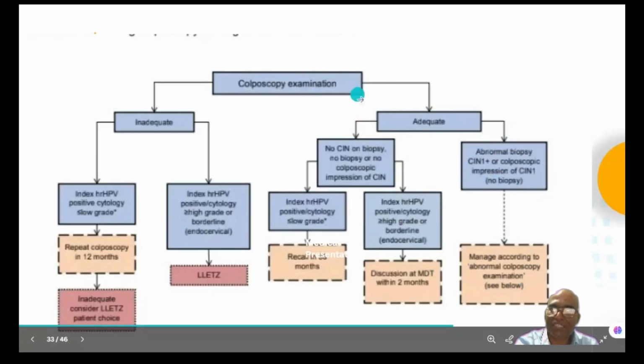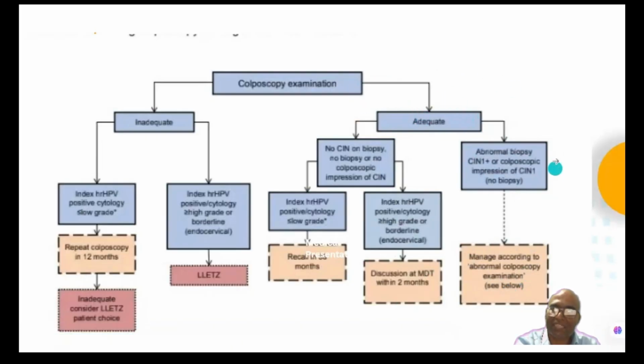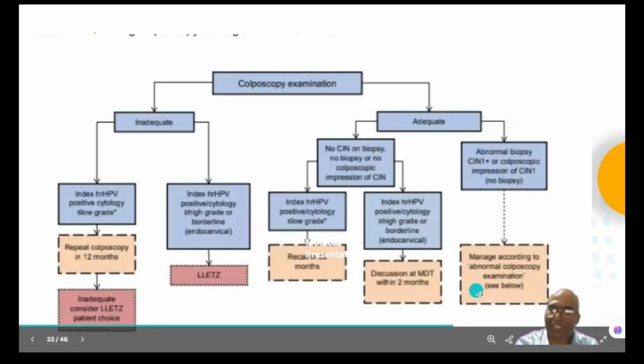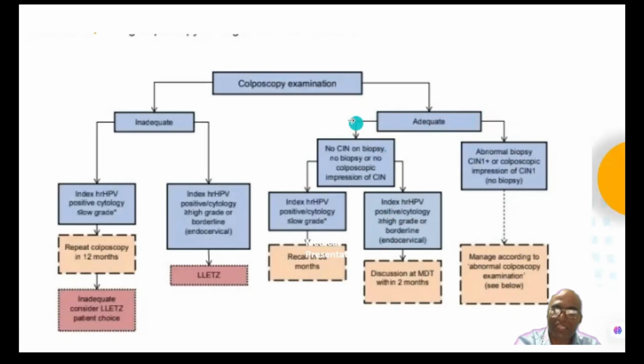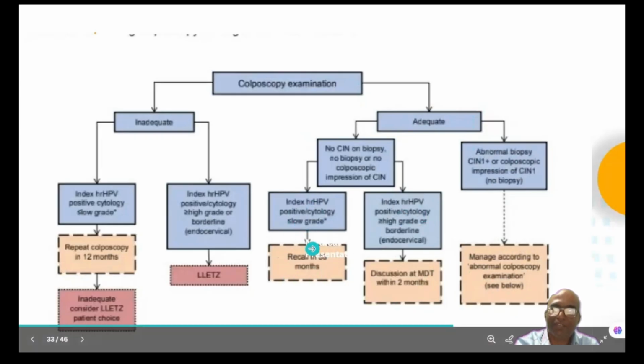So you have done the colposcopy. Colposcopy is adequate, and there are abnormalities that you will manage as per the abnormal colposcopy. But if the colposcopy is normal, in that particular case, you will see whether this is low grade or high grade. If it is low grade, then you will call her in 36 months. But if it is high grade, this requires discussion at MDT in 2 months.